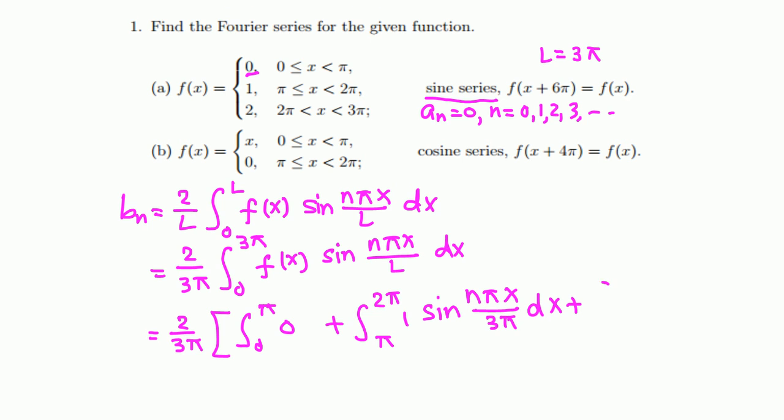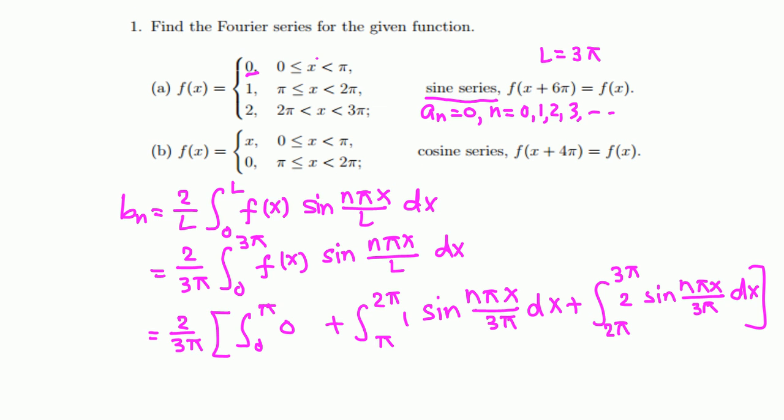and pi to 2 pi. Now finally 2 pi to 3 pi, the function is 2, so it's 2 sine n pi x over L. L is 3 pi dx. Okay, now integrate these two, then you get BNs, and write down the series. Okay, the series will have only sine terms.